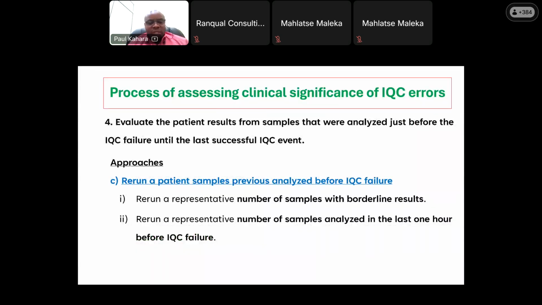Now, going back to the approaches, the third approach, remember the first one we said we are relying on the clinical history. The second one, we said that we compare today's QC with yesterday's quality control results.